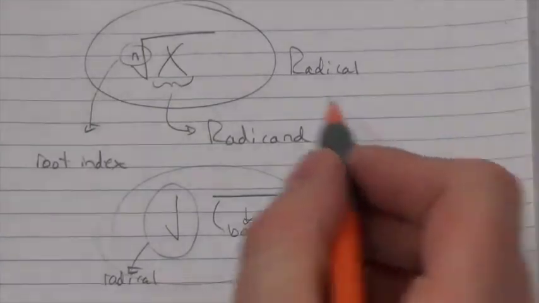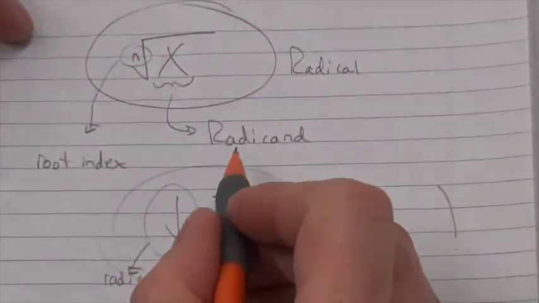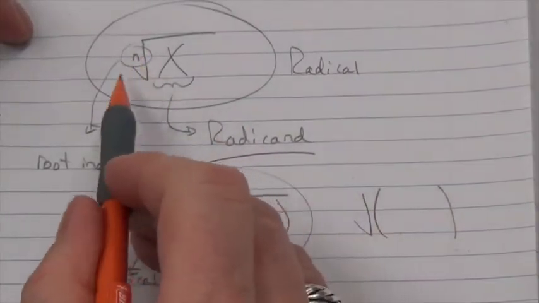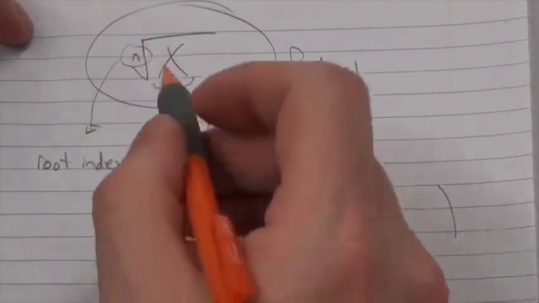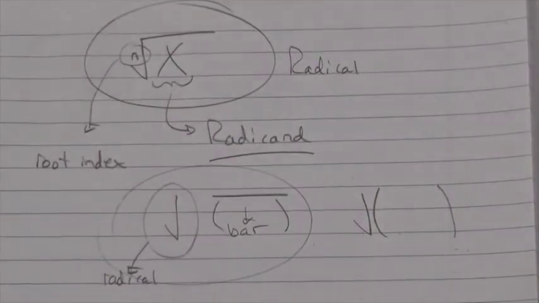So, most importantly, the whole thing is the radical. This thing underneath there, that's your radicand. And then the number that sits inside that little open area right there, that's your root index, which tells you the kind of root you're working with.